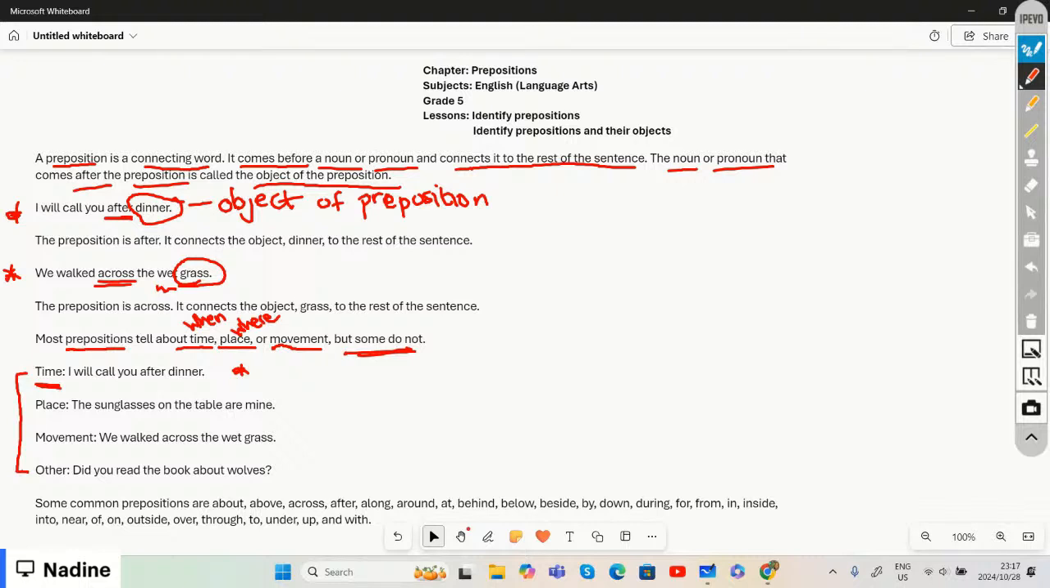And if we were to identify our preposition of time, we can say it's after. When are you going to call me? After dinner.